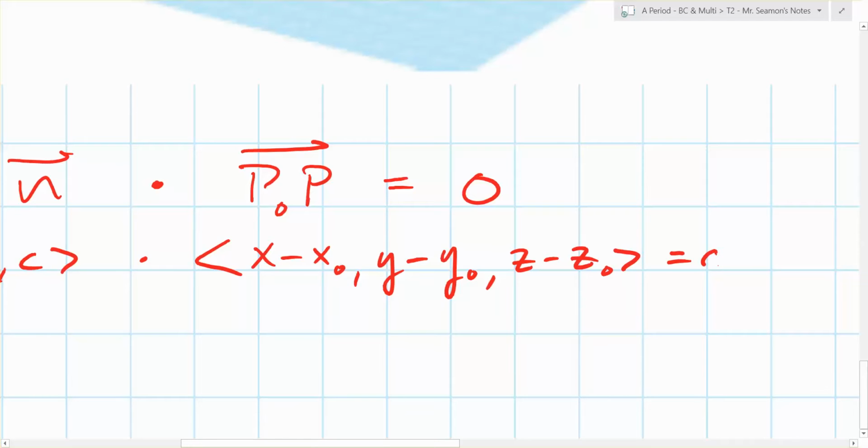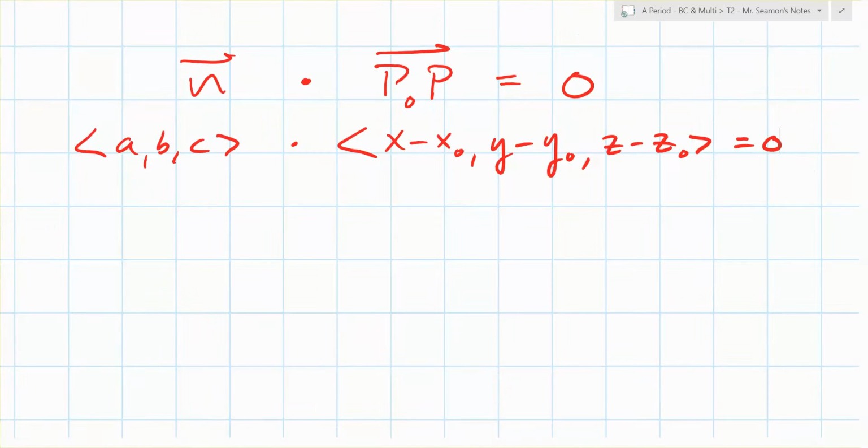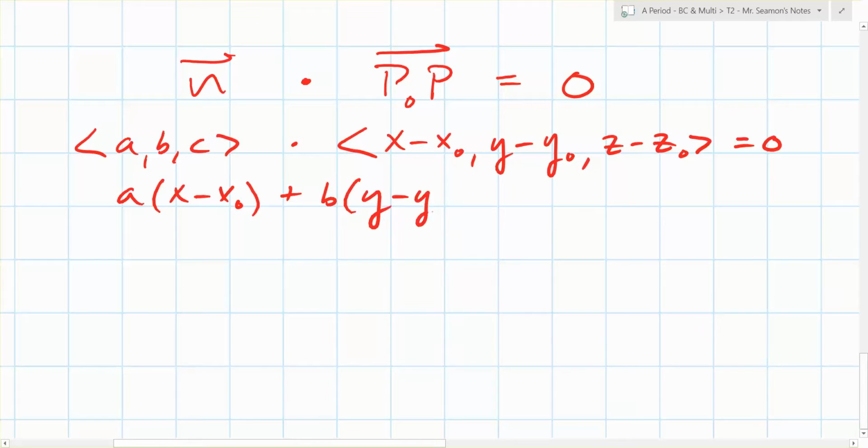And we know that that has to equal 0. Do we know how to actually compute algebraically the dot product at this point? Yeah, it's going to be A times x minus x naught plus B times y minus y naught plus C times z minus z naught.